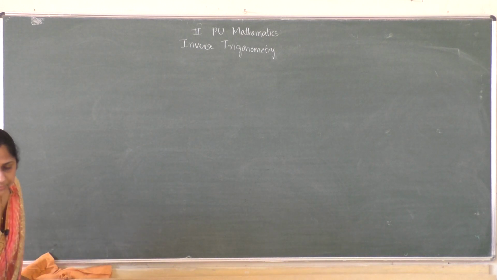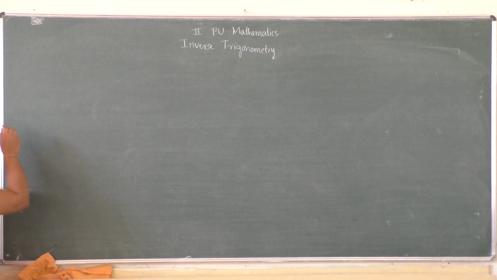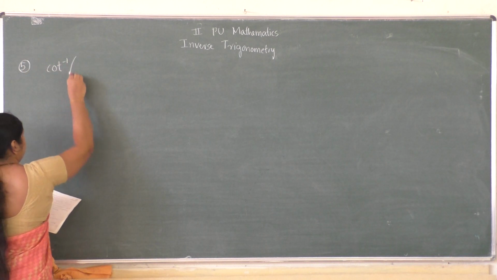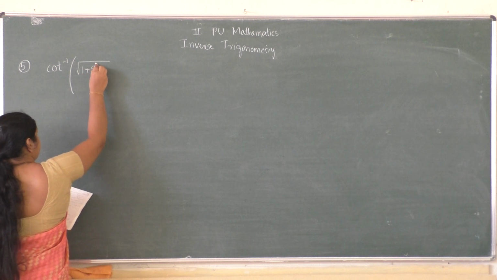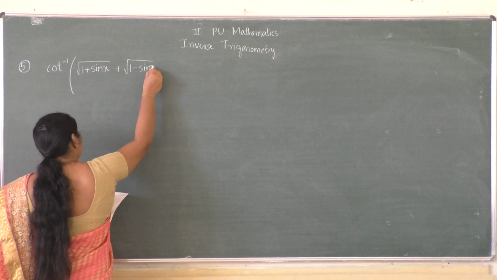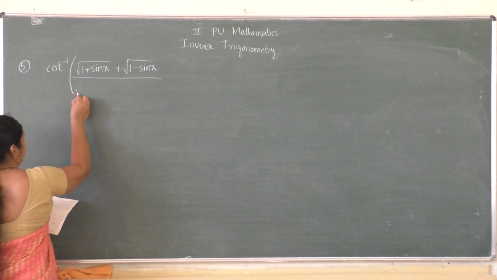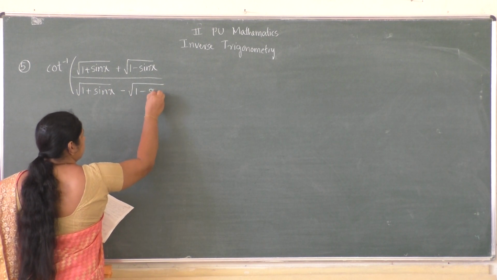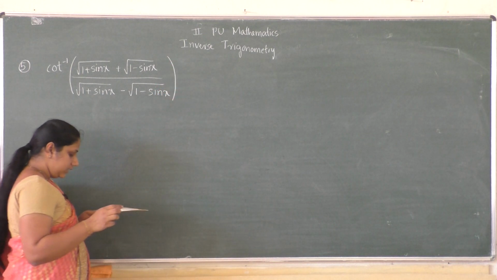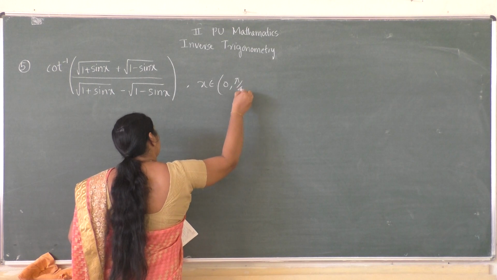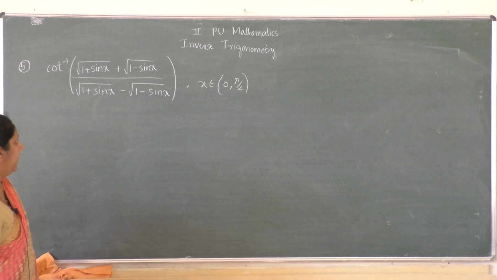Next question. Question number 5. Simplify cot inverse of root 1 plus sin x plus root 1 minus sin x divided by root 1 plus sin x minus root 1 minus sin x, and x belongs to the open interval 0 to pi by 4.